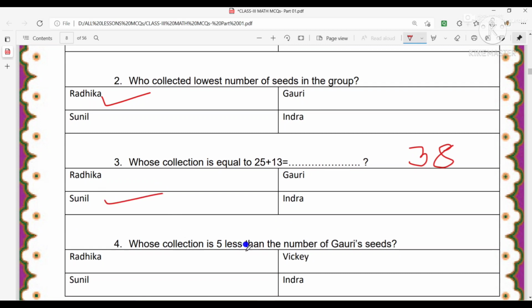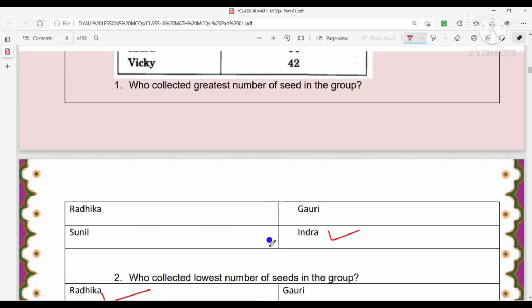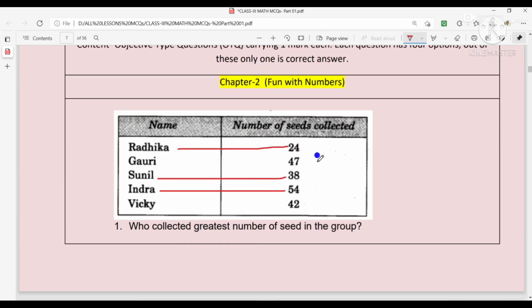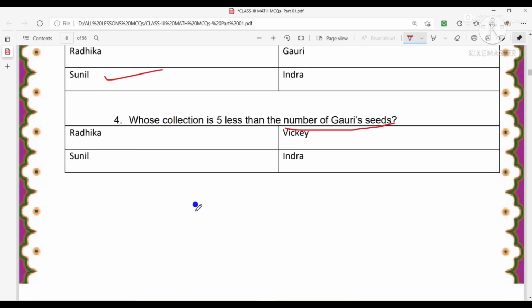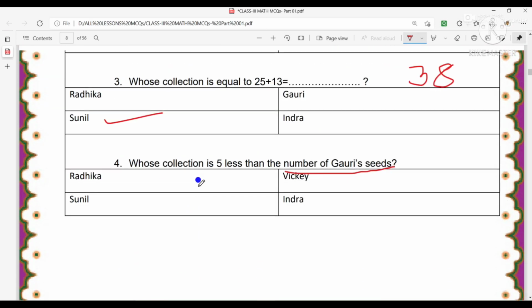Whose collection is 5 less than the number of Gauri's seeds? So the answer will be the number of seeds collected by Gauri minus 5. Gauri collected 47. So 47 minus 5 equals 42. So 42 seeds had been collected by Vicky. So the answer will be Vicky.